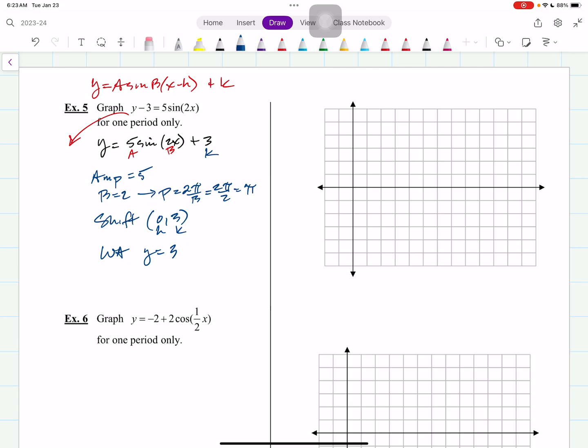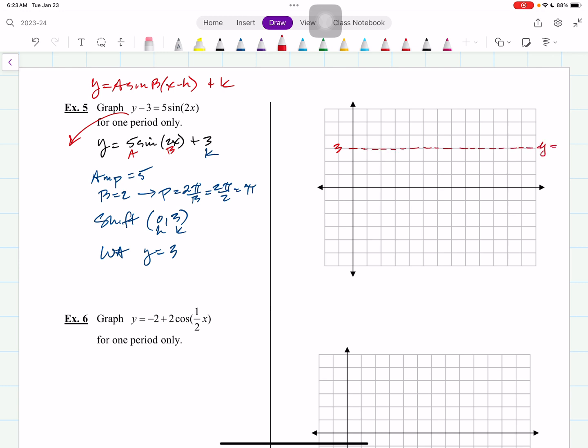So once you identify this first, then you start graphing. And of course, you have to label the axis right here. Let me see, let's label 3, because we have a wave axis at 3, so I'm going to draw this.